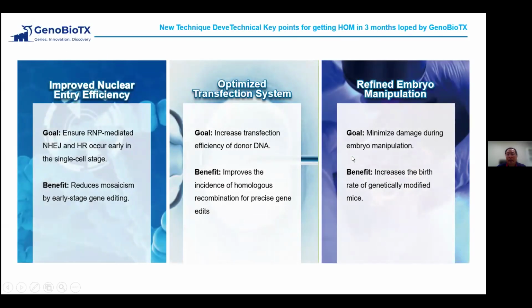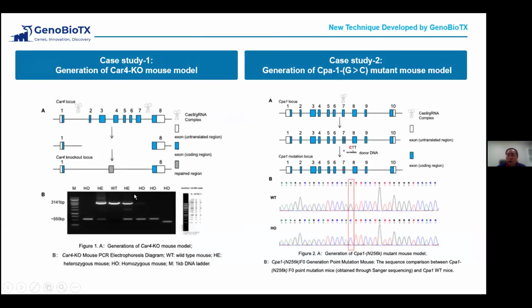So how can we get to this technology? We can get homozygous mice in 3 months. Firstly, we improve the nuclear entry efficiency, we optimize the transfection system, and we also refine our embryo manipulation technology. All those together, we can make homozygous mice in 3 months. Here are 2 examples of how we make those homozygous mice in 3 months.